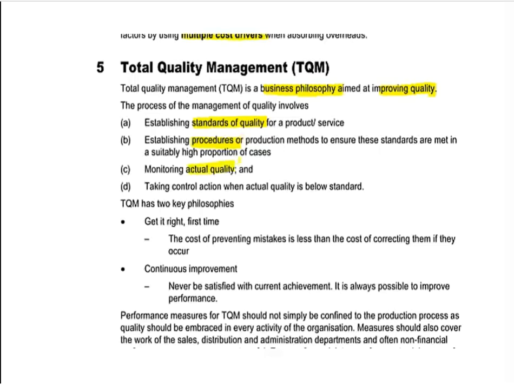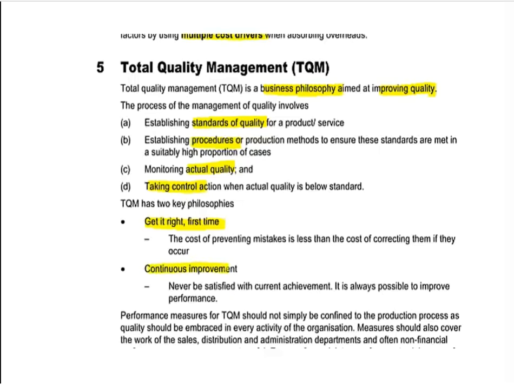We also need to monitor the actual quality, so if you've set a target of 1 unit per million being defective, measuring that to make sure that it's the case, and taking some control action if quality is below standard. So as I said, the philosophy is get it right first time. It's cheaper to prevent mistakes than it is to correct them if they occur.